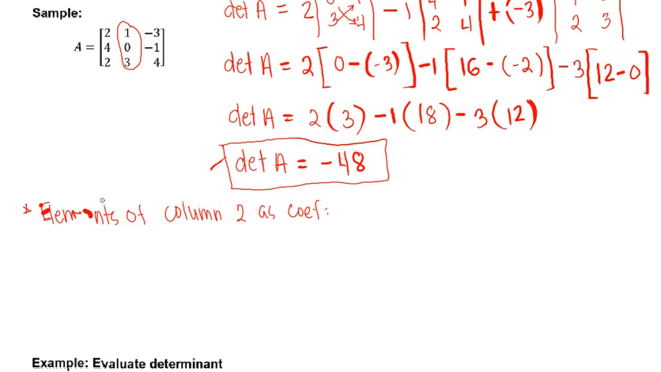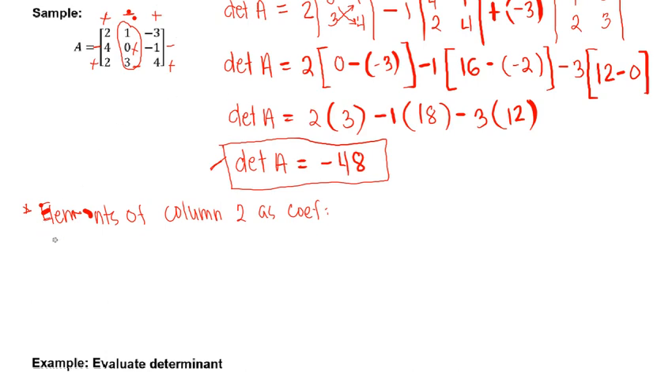So let's say we use the elements of column 2 as the coefficient. So we have 1, 0, 3 as our coefficient. So our sign here, that is plus, minus, plus. So it should also alternate in our rows. So if this is plus, our second row is minus, and our third row is plus. So our sign should alternate.